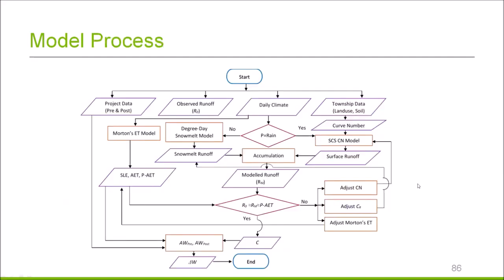So this is a sort of complex diagram showing how the model actually handles everything. At the top we have all the necessary information that you need to run the model. As I mentioned, we do need evapotranspiration data, so we use Morton's evapotranspiration model that was built into this hydrologic model. For any township it would automatically estimate evaporation and evapotranspiration for that specific township. And then we have all the runoff models, snowmelt runoff, accumulation, and all the calibration and verification is also built into this system.